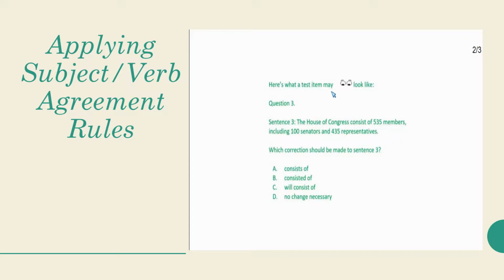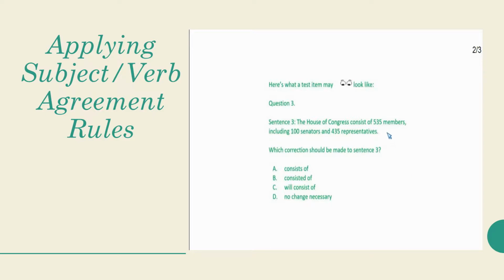Here's what a test item may look like. Question 3, sentence 3. The House of Congress consists of 535 members, including 100 senators and 435 representatives. Which corrections should be made to sentence 3? And here you are given 4 options. You have option A, consists of, option B, consisted of, option C, will consist of, and option D, no change necessary.